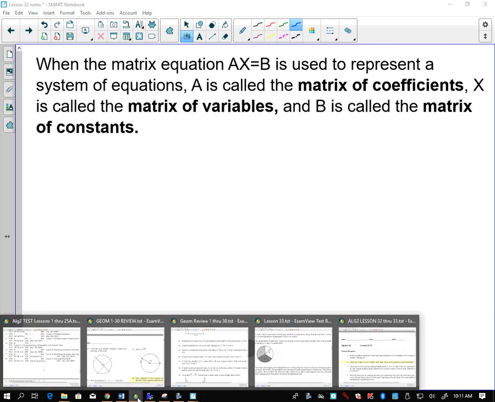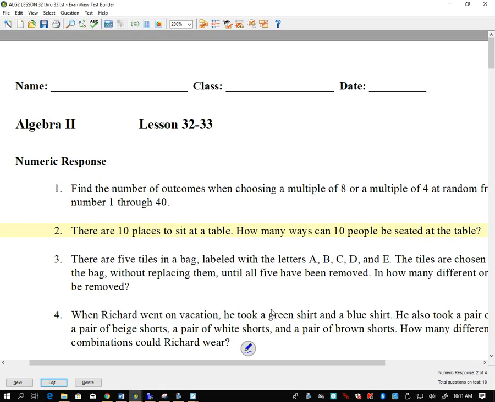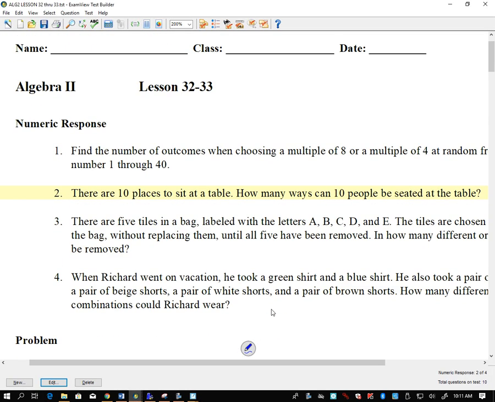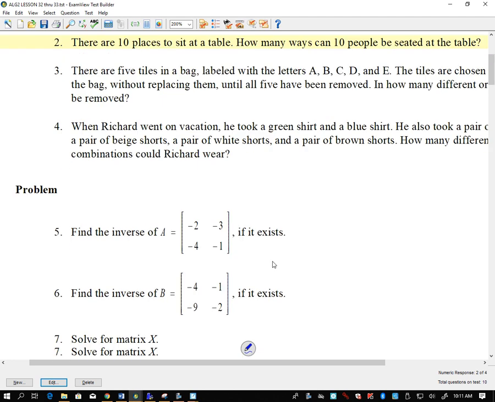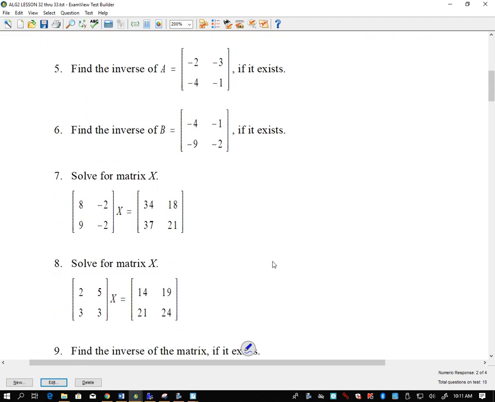Let's see. All right. So some of this is a mix of 32 and 33. So we'll get down to some of this. What we see here is what we're working with. So we want to find the inverse of matrix A if possible.